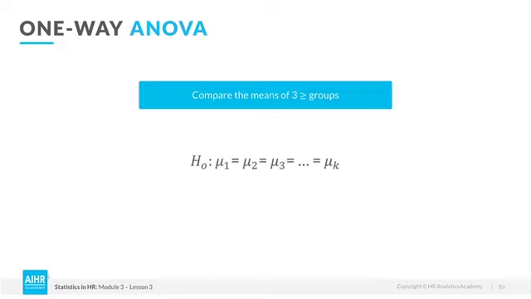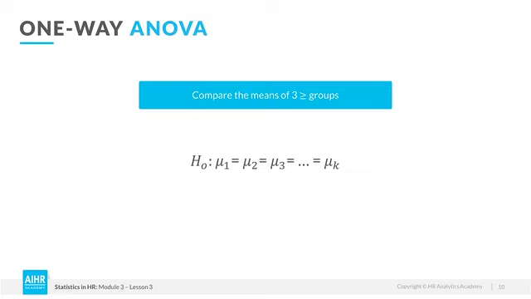H0 is M1 equals M2 equals M3 equals Mk. Now here, M stands for group mean and k stands for the number of groups. If, however, the one-way ANOVA returns a statistically significant result, we accept the alternative hypothesis, which is that there are at least 2 group means that are statistically significantly different from each other.